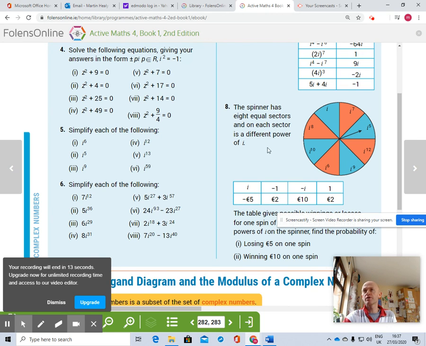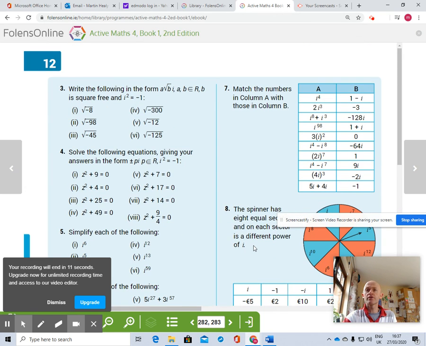And then a bit of messing about on question 8. I think that's very doable. Let me know if you have a problem with it.